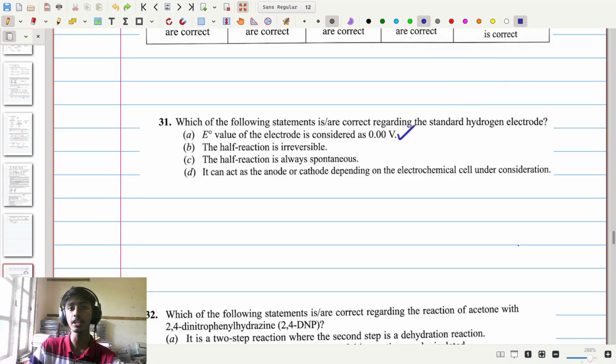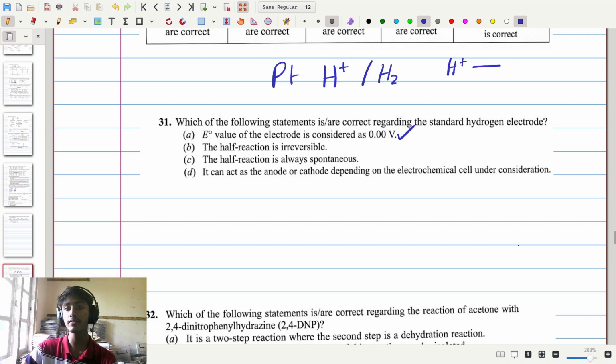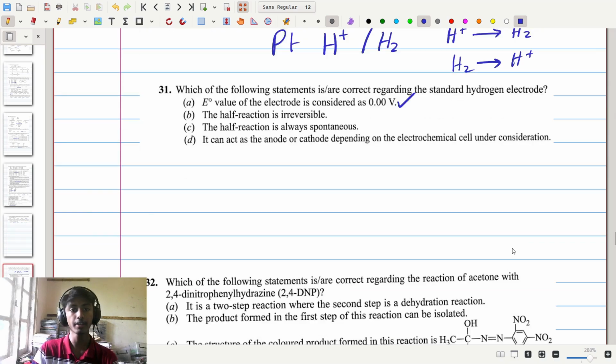Now moving on to statement B, it says the half reaction is irreversible. Now the half reaction that occurs here is the interconversion between H+ and H2 gas in the presence of a platinum wire. Now this reaction is 100% reversible, and depending on the situation we can either have H+ converting into H2 or H2 converting into H+. Now according to that, statement B, which says the half reaction is irreversible, is incorrect.